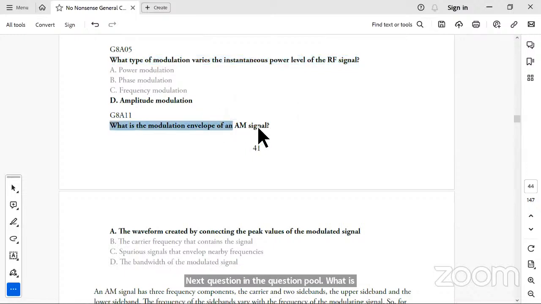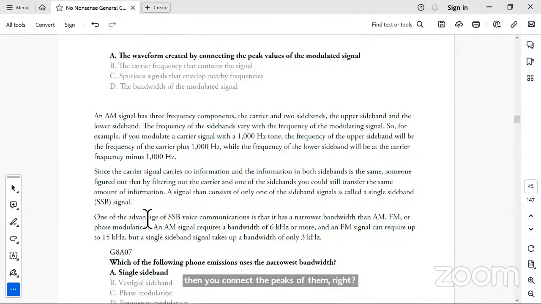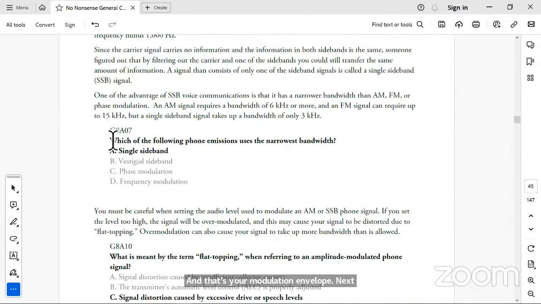What is the modulation envelope of an AM signal? So we did show a little sketch of what it looked like, but for the exam, it's the waveform created by connecting the peak values of the modulated signal. So you just draw the modulated signal and then you connect the peaks of them, right? And that's your modulation envelope. Next question in the question pool.